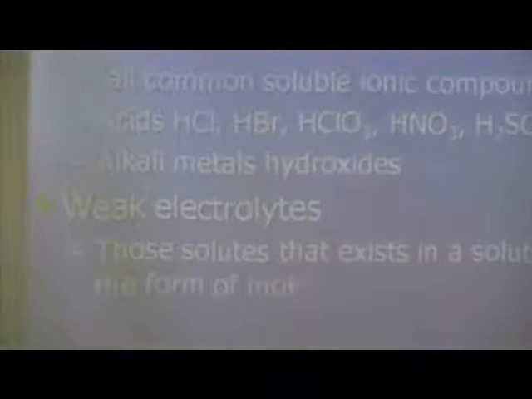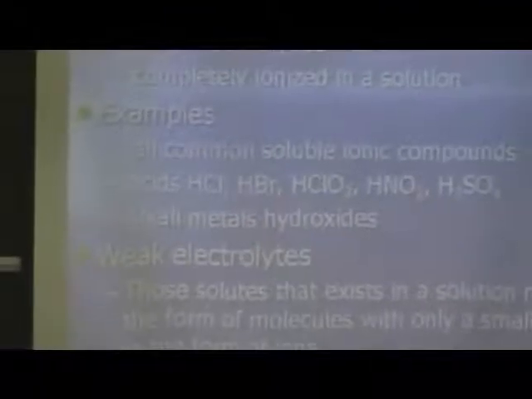See? So what do we call those solutions that dissolve in water but do not conduct electricity? They are called non-electrolytes. So now we're going to see what happens if we have electrolytes. Electrolytes can be strong electrolytes or weak electrolytes.